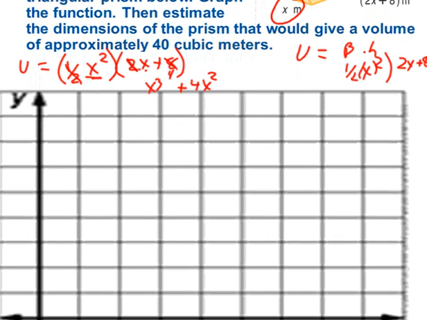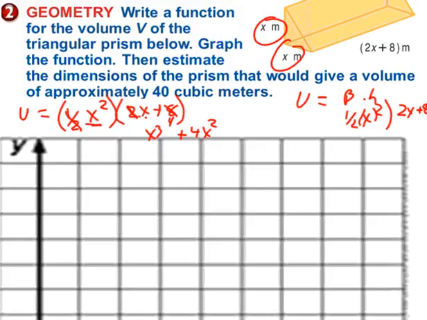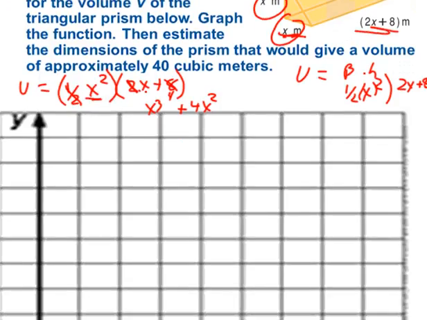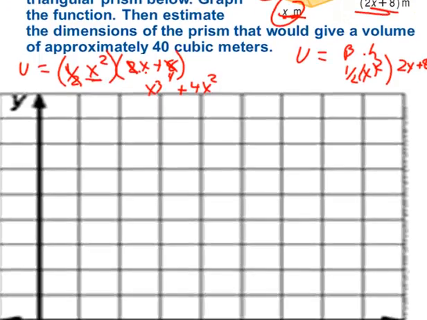I'm not even going to mess with the negative ones because I know I cannot have negative dimensions here or here, so I cannot have a negative dimension. I'm going to plug some values into that equation. I'm going to start with 2, then 3, then 4, then 5, then 6, and we'll see what we get. These are the values of x. I'm going to calculate my values of y.